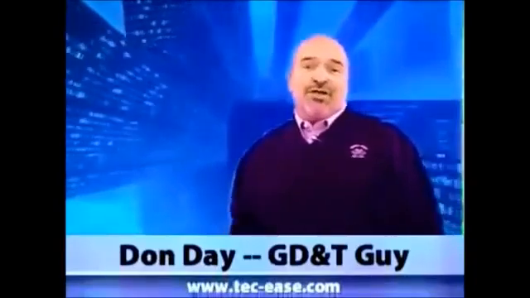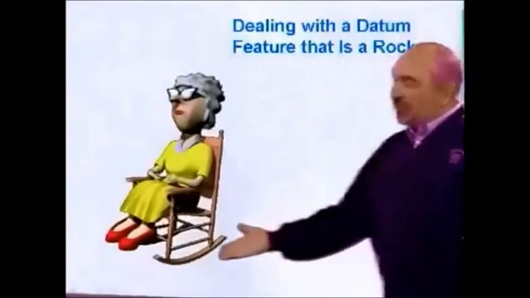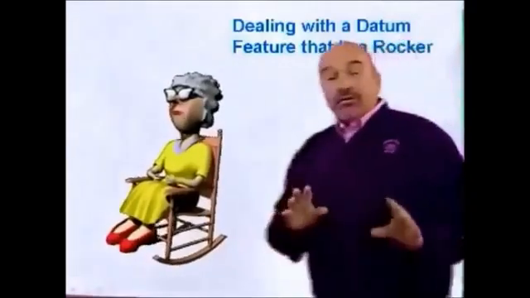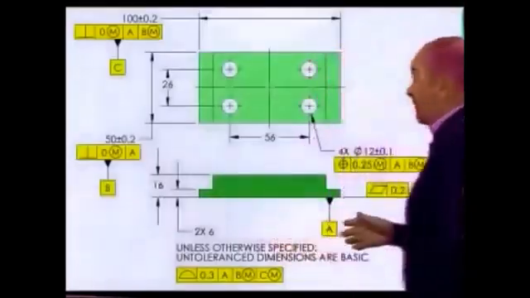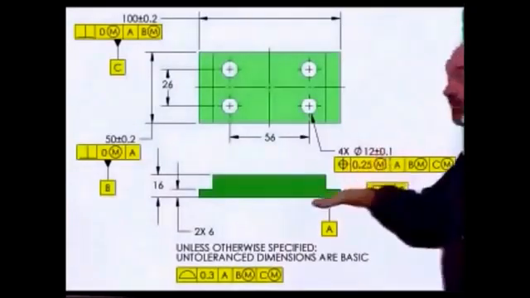I'm often asked how to set up a part when a datum feature is unstable. In other words, how do you deal with a datum feature that is a rocker? If we take a look at this drawing, we see that datum feature A has a flatness on it. Now it could be concave or convex.